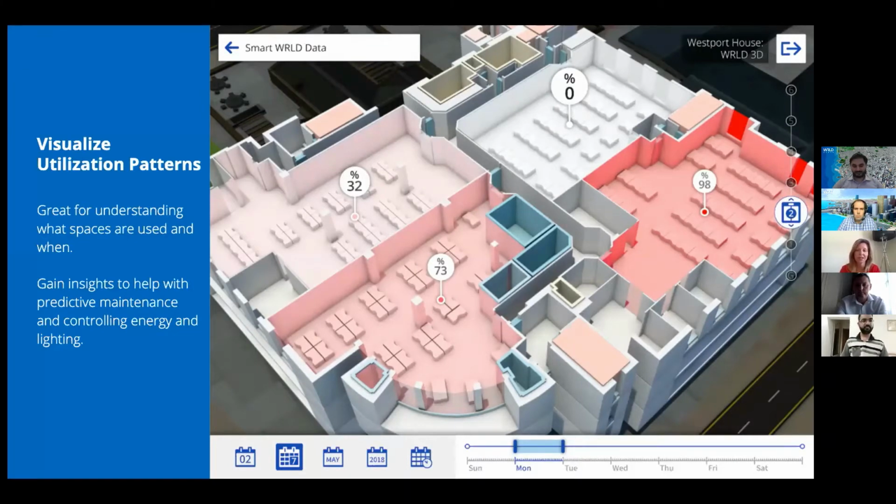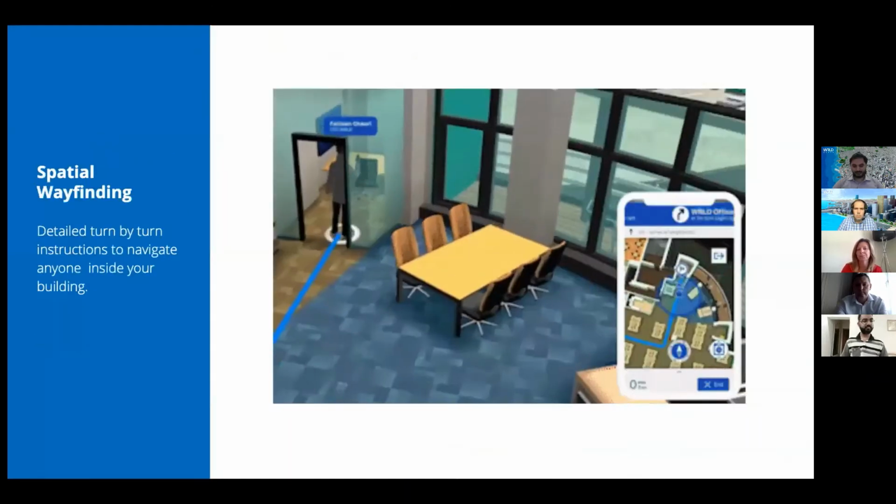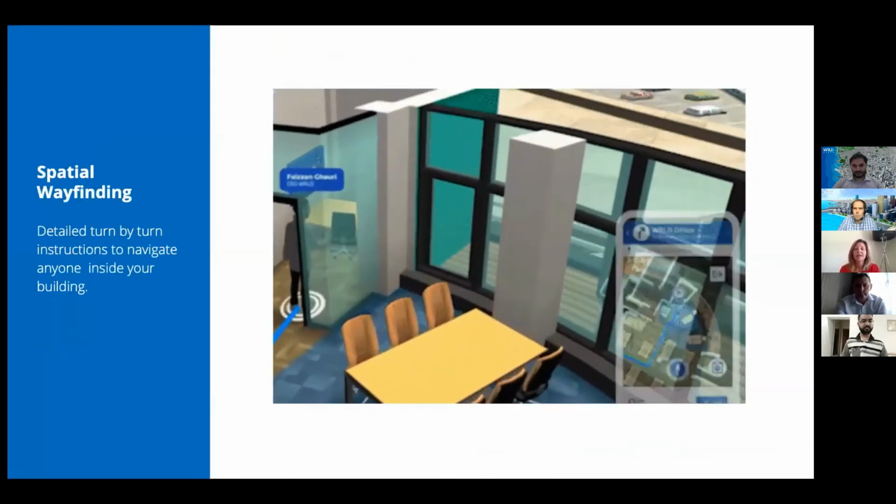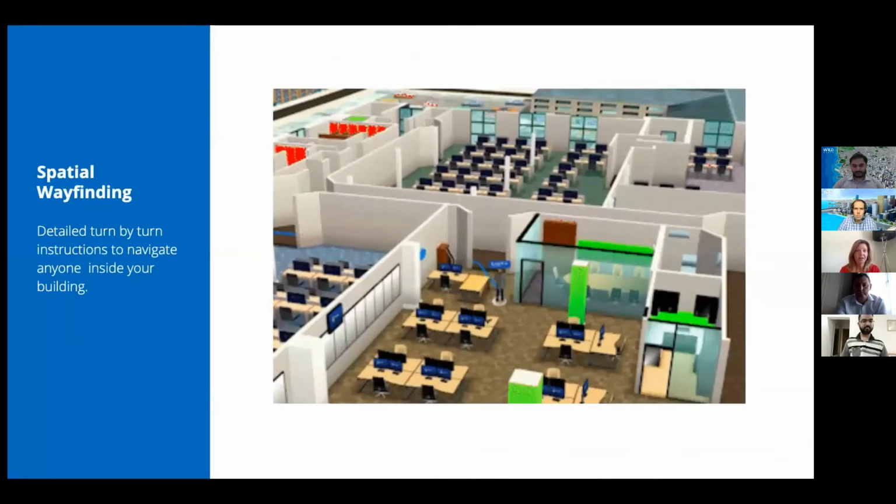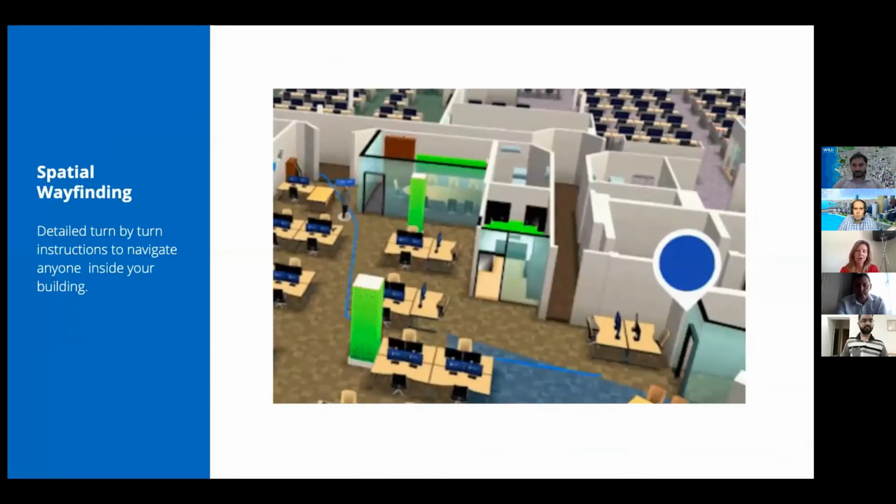This is spatial wayfinding, which is our navigation system. Have you ever got lost in a huge shopping mall or airport with many terminals? Nearly missed your flight? Yeah, that's happened to me.